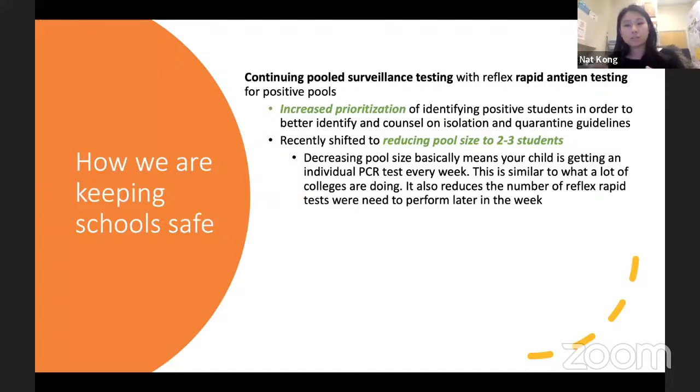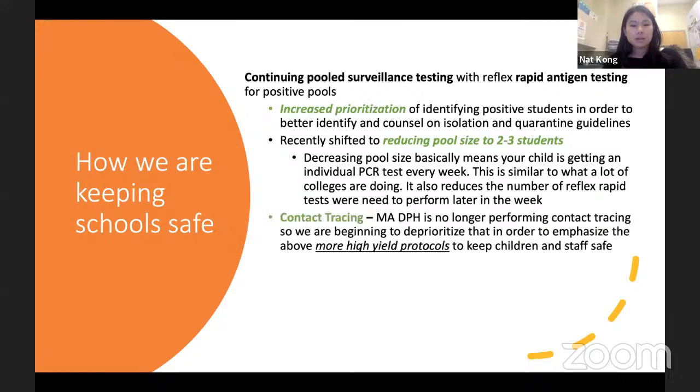They're requiring each individual student to get an individual PCR every week to keep classes open. All right. This also means that we can reduce the number of reflex rapid tests that we perform later in the week when any positive pools come back. This minimizes disruptions in class, minimizes confusion, minimizes work that needs to be done on reflex rapid tests, and hopefully minimizes stress and confusion for students and parents alike.